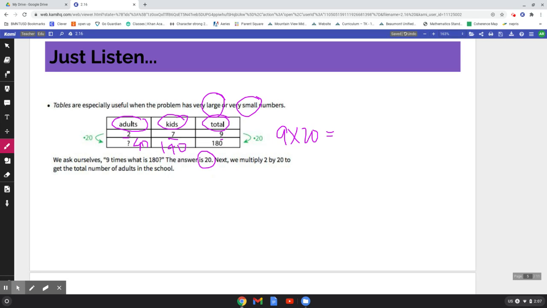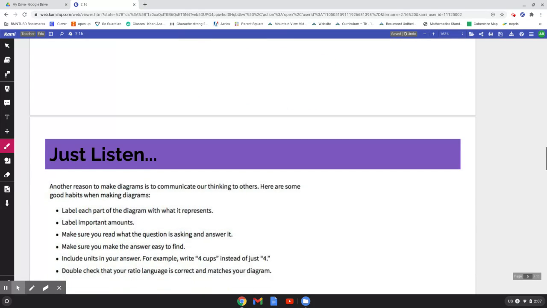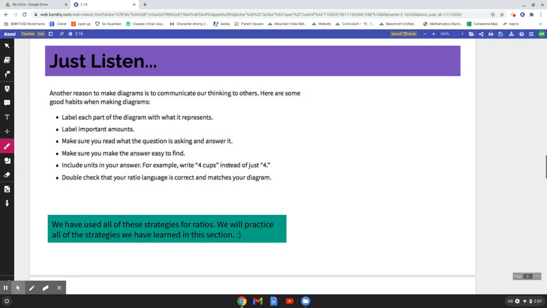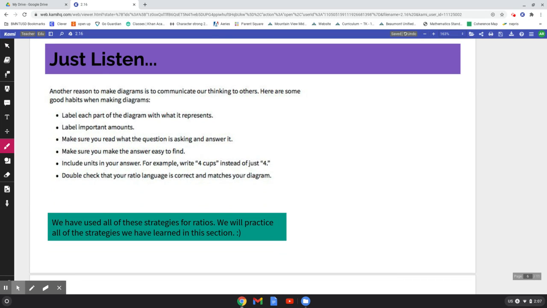So then we multiply 2 by 20 to get all the other numbers. 7 by 20, 9 times 20, which is what I just did. So in this particular problem, that could be useful to you. It says another reason to make diagrams is to communicate our thinking.